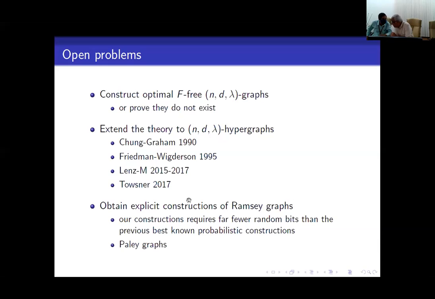Because for random d-regular graphs, we know by Alon-Boppana and Friedman's theorem that lambda is Theta of square root of d. But the density is not enough. The density is not enough. Okay.